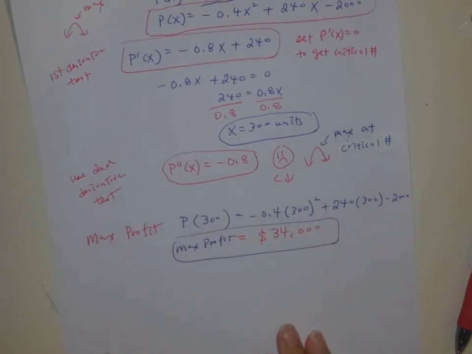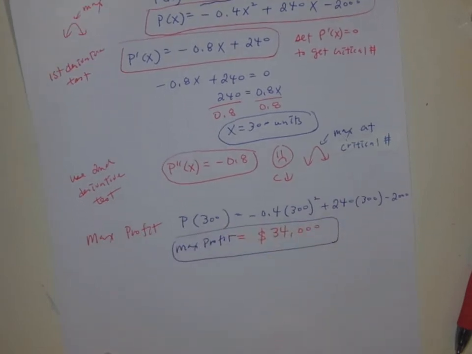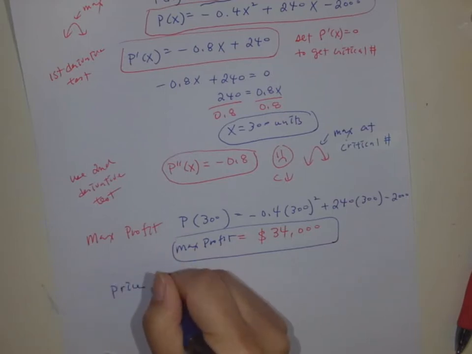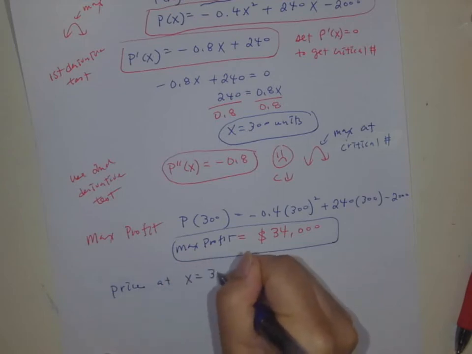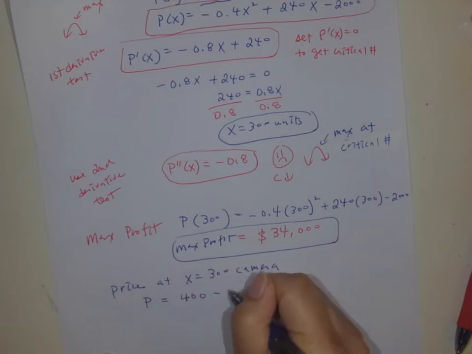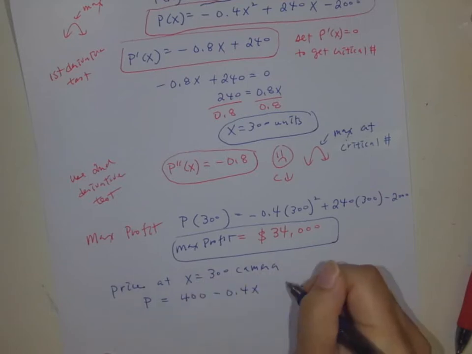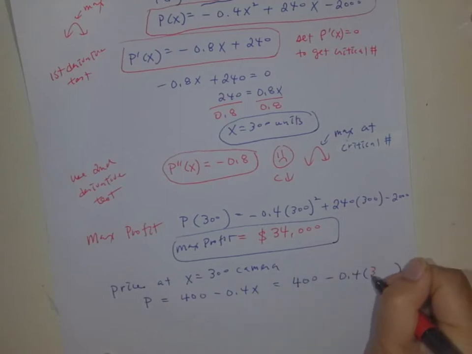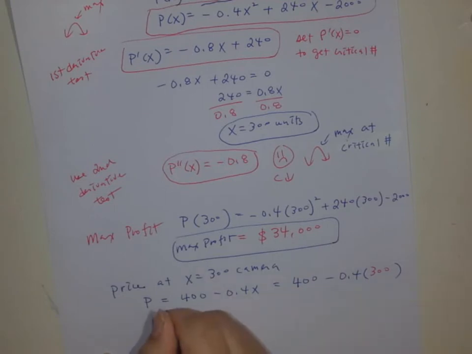Okay, and they want to know at what price, right? So price at x equal to 300 cameras. We're going to need to use the price function. The price function is what? From your question, 400 minus 0.4x, right? So plug it in there. You get 400 minus 0.4 times 300 cameras. You plug into the calculator, the price should be set at $280 if you want maximum profit.